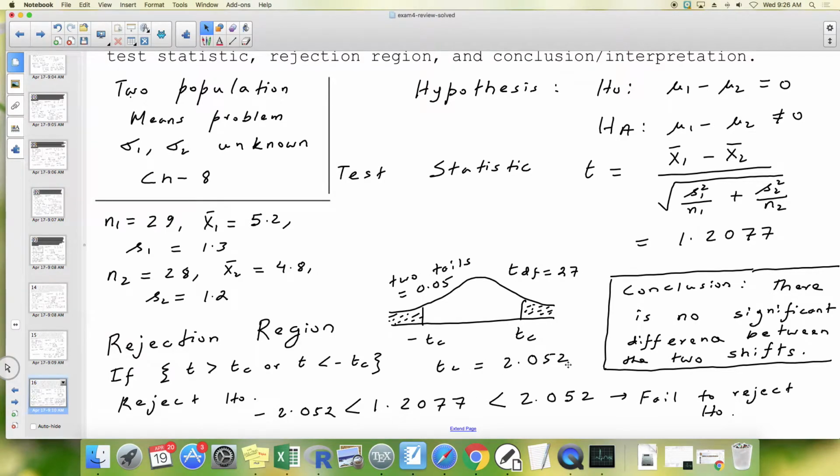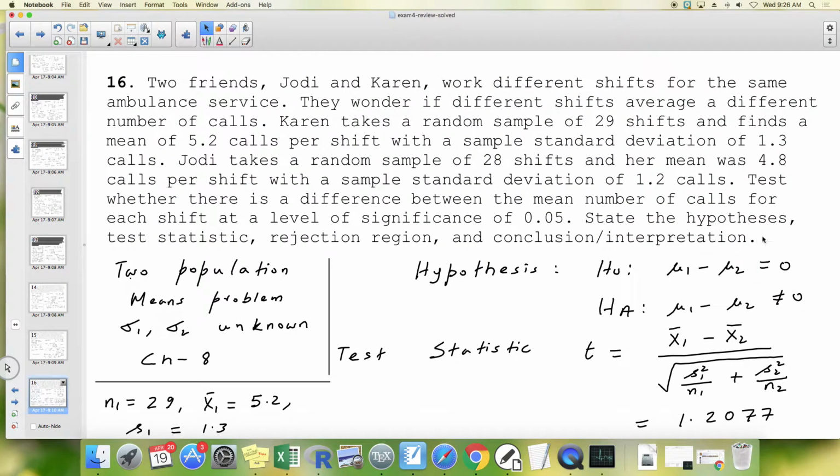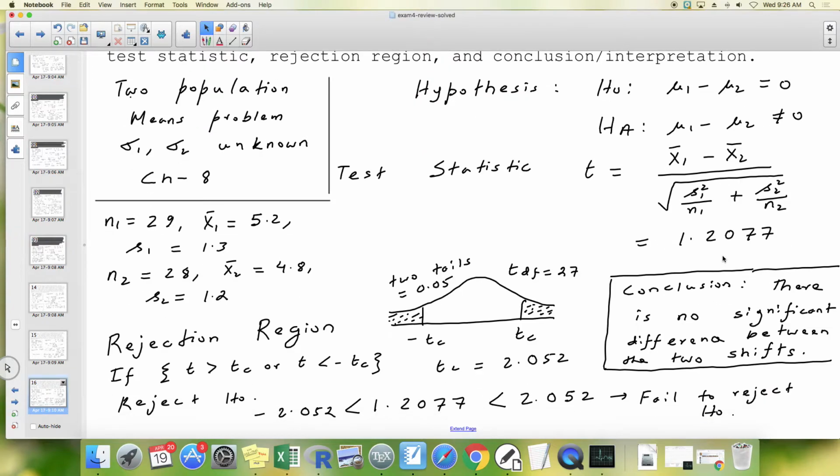tc is 2.052. So when do we reject? If t bigger than tc or t less than minus tc, then you reject H0. Does that happen for us? No. For us, t is 1.2077, which lies between tc and minus tc. So we fail to reject H0. If we fail to reject H0, that means we kind of accept H0, although we don't say that, which means mu1 minus mu2 equals 0. So we are saying there is no significant difference between the two shifts. That's our conclusion.